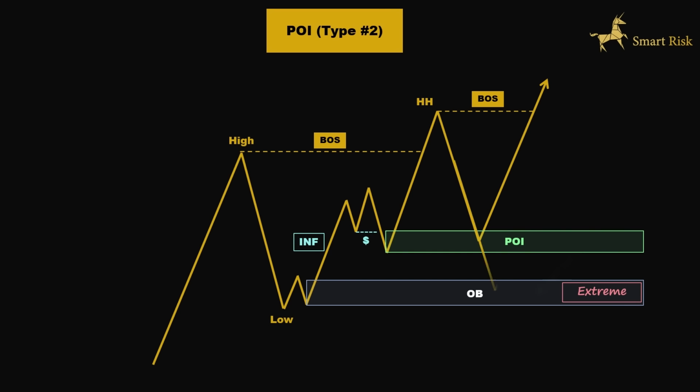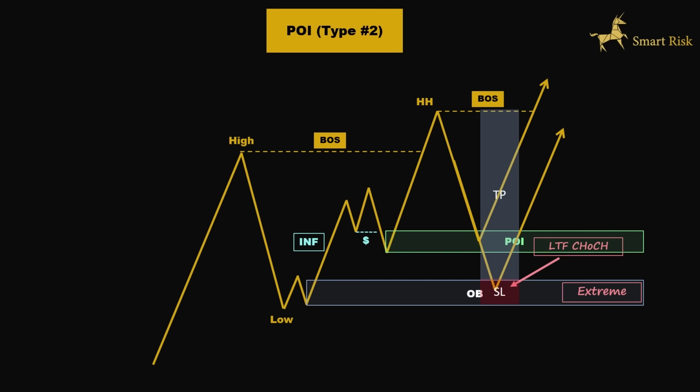Our next step is to patiently wait for the price to reach the extreme order block. Once it reaches this level, we can consider entering a long position after the creation of a valid change of character pattern on the lower time frame. Now, let's explore another type of point of interest, POI zone, in the market.